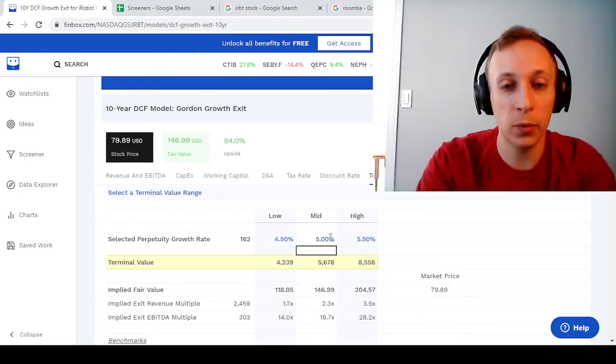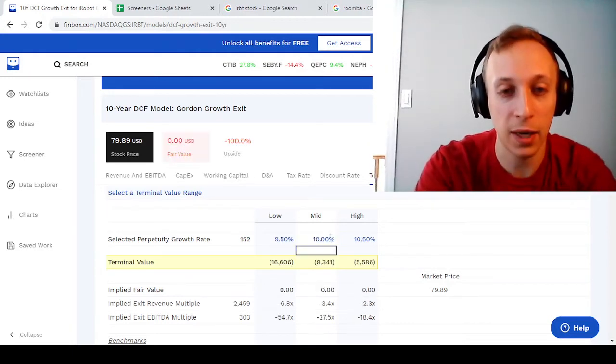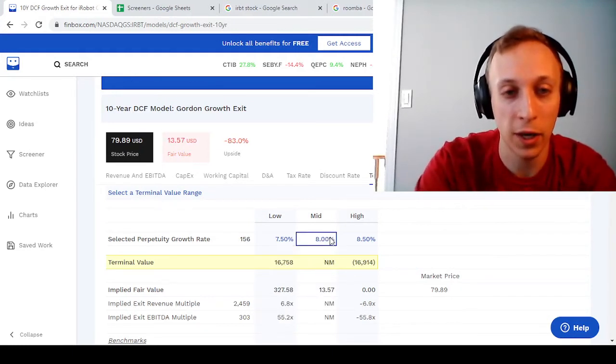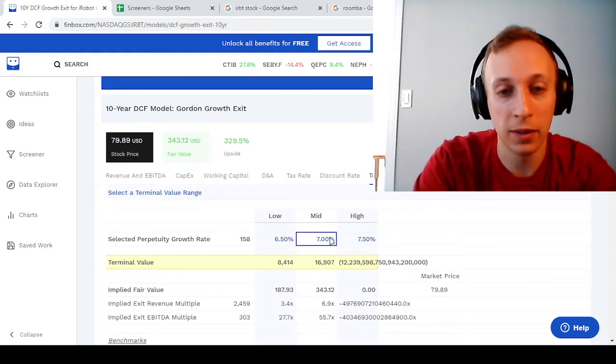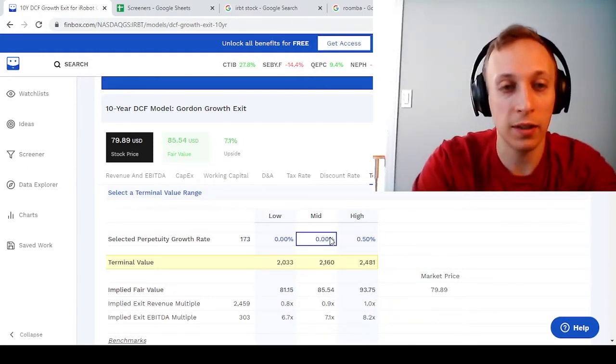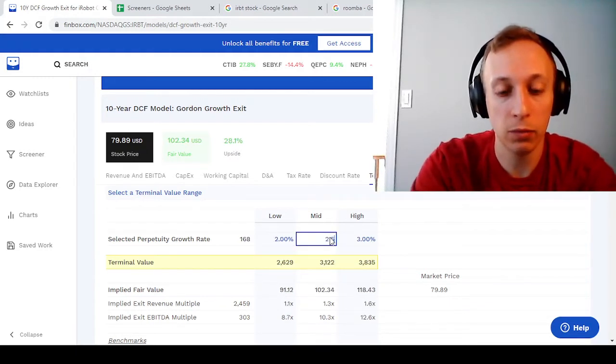Obviously, if you change this to 5%, again, it has a huge impact on the price. 10%, it won't even go that high because it's saying it's too much. But here, 7% says it's worth way, way, way more. You could do 0% and then it's worth less. But let's go with 2%.